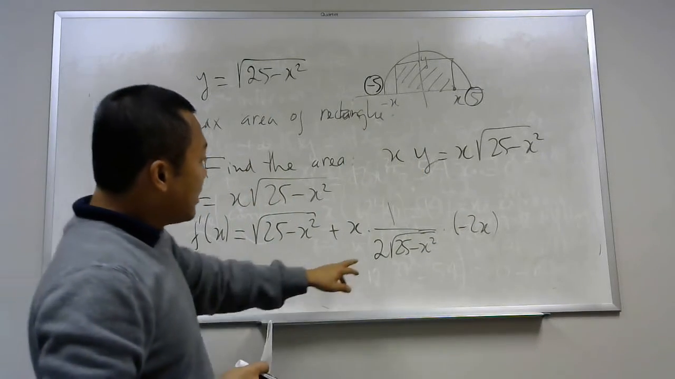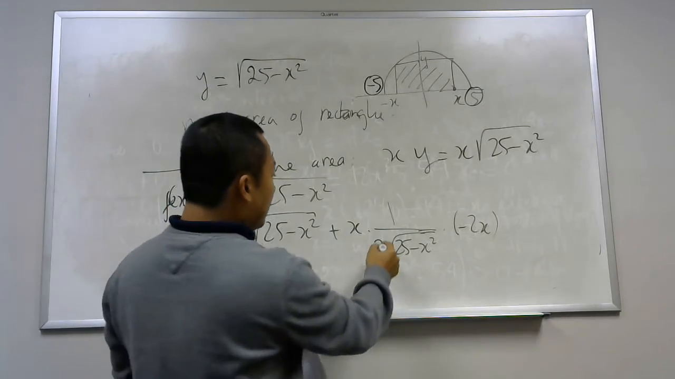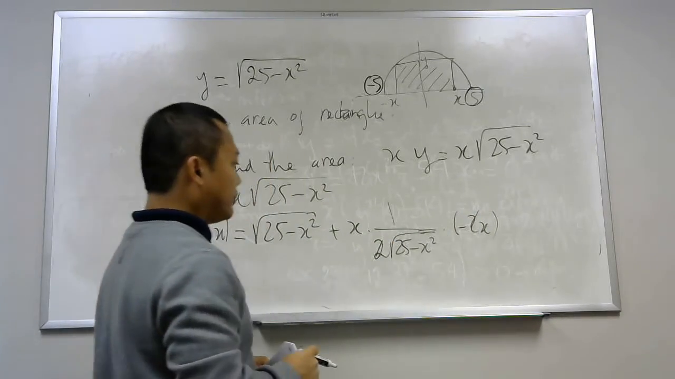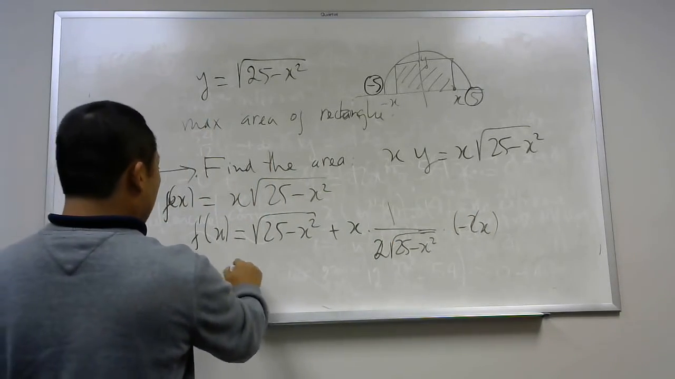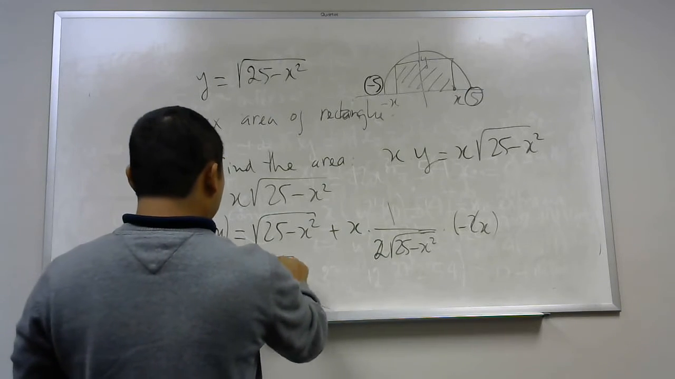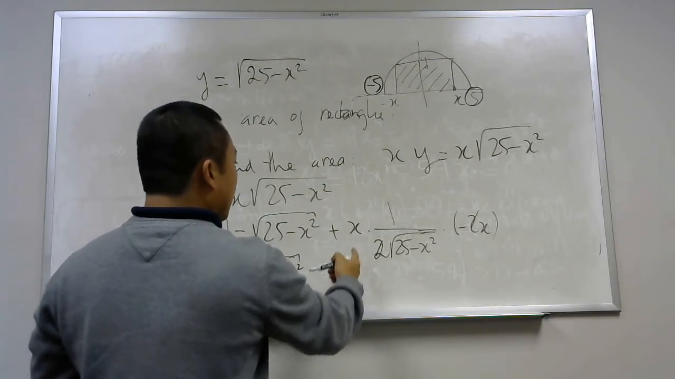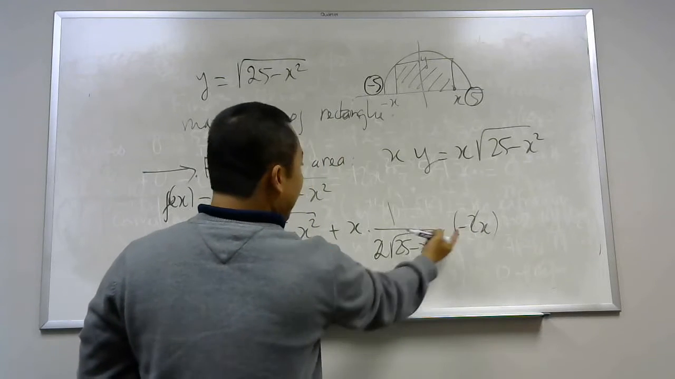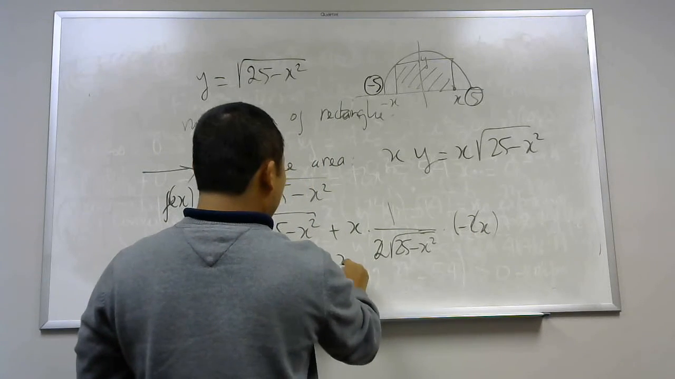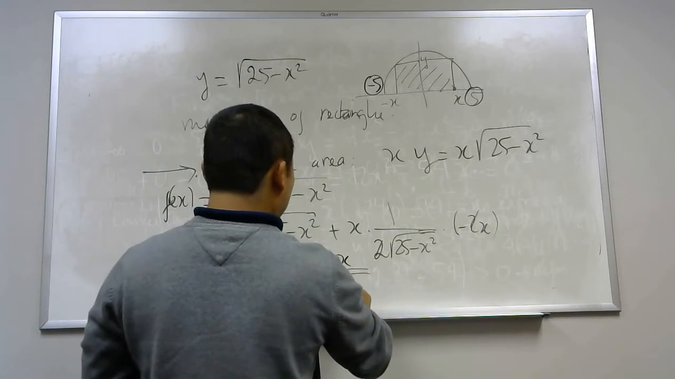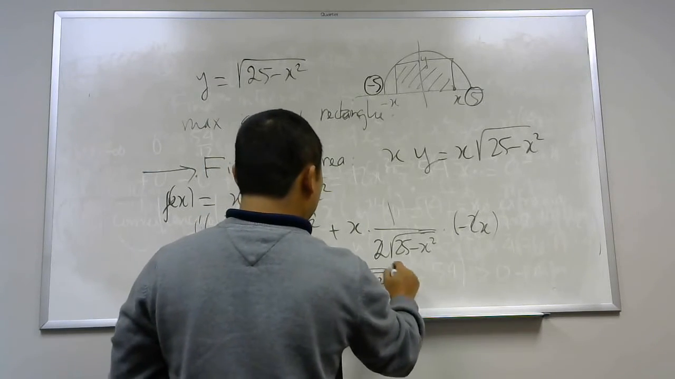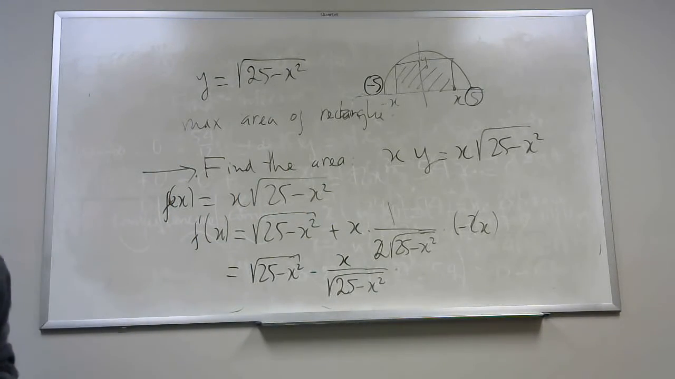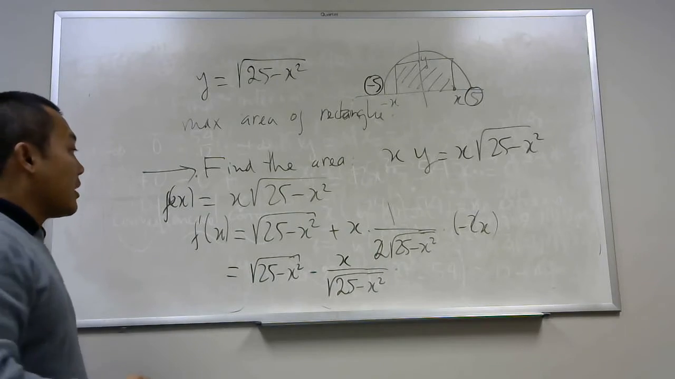And then I simplify the 2. You see, the 2 with 2 here will be simplified. I have the following: the square root of 25 minus x squared, and here x with x and negative, I would have minus x squared over the square root of 25 minus x squared. That is our derivative. Okay?